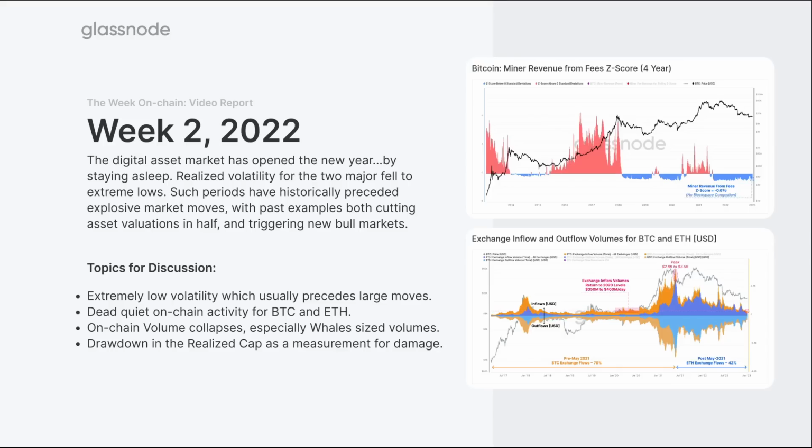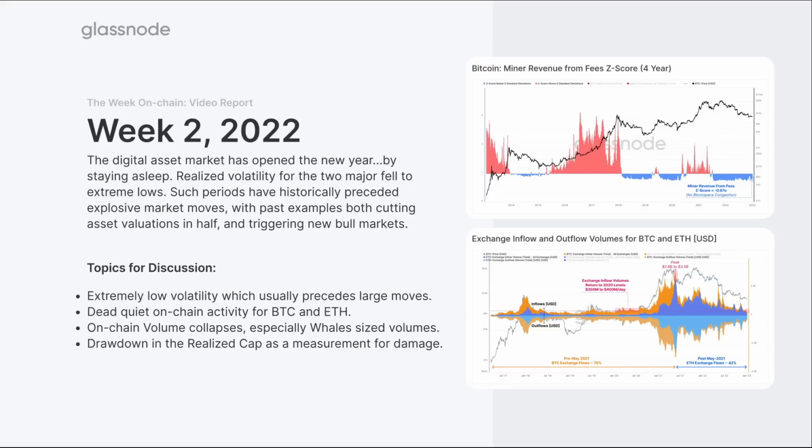We're going to look at the very quiet on-chain activity for both Bitcoin and Ethereum. Both chains are very, very quiet at this point in time across almost all angles, so we're going to explore that from a few different places. And we're also going to look at the collapse of volume, especially as it relates to $10 million plus sizes. These are institutional whale-sized capital flows, and there are some very interesting dynamics going on that we'll explore in a bit of detail.